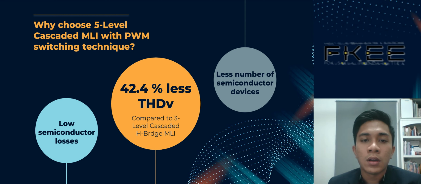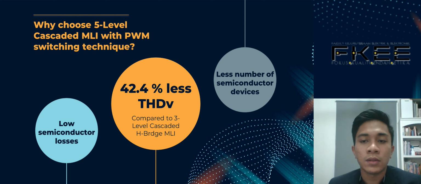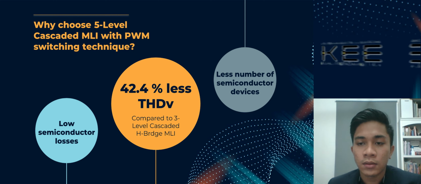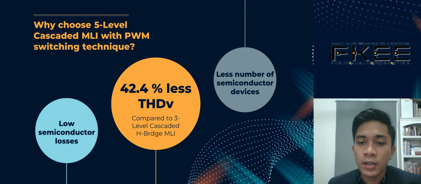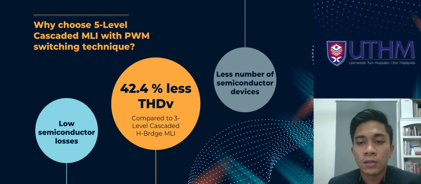And also the 5 level inverter with the PWM switching technique has 42.4% less THD compared to the 3 level cascaded H-bridge multi-level inverter. Lastly, it has fewer semiconductor devices compared to the 7 level cascaded H-bridge multi-level inverter. The 5 level cascaded H-bridge multi-level inverter has 8 semiconductor devices, whereas the 7 level multi-level inverter has 12 semiconductor devices.